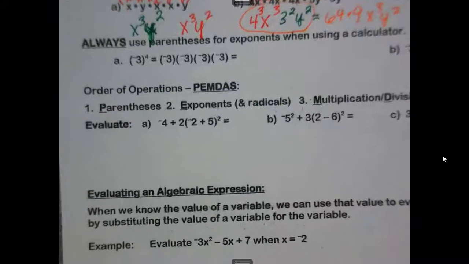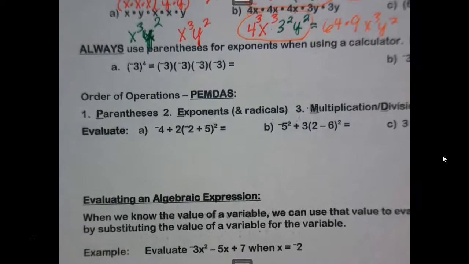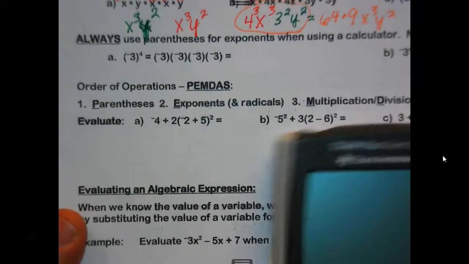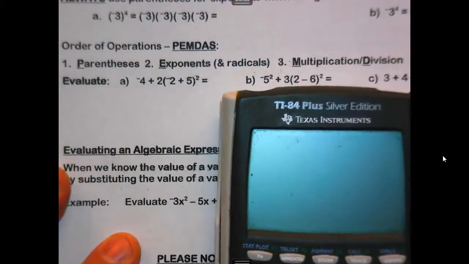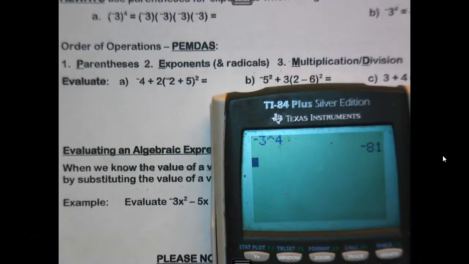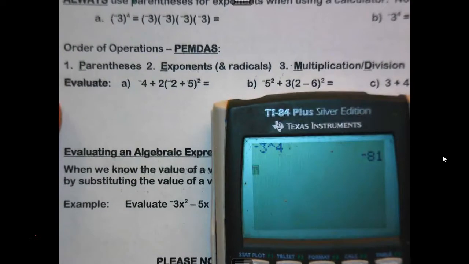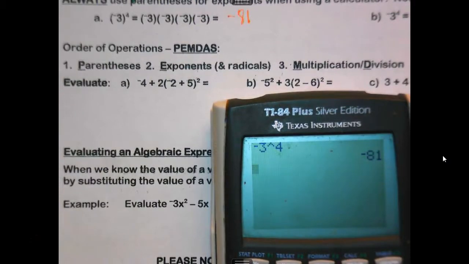Okay, let's talk about negative numbers raised to a power. Negative 3 raised to the 4th. If you take your calculators and we do negative 3 to the 4th, put in an enter, I get negative 81. Most students are going to do this. Well, that's negative 81. Is it though? No. Why?